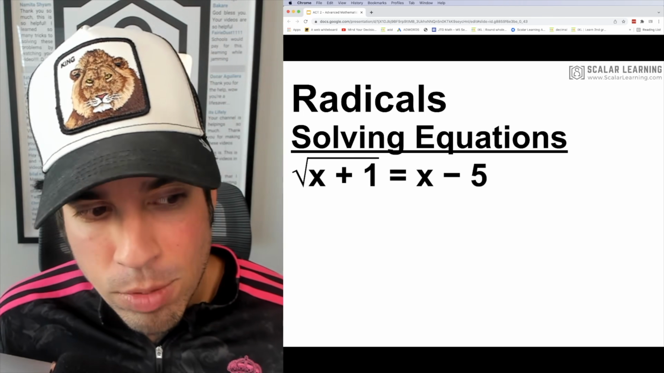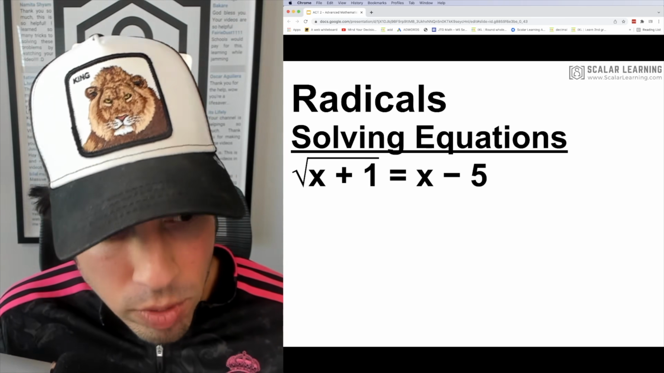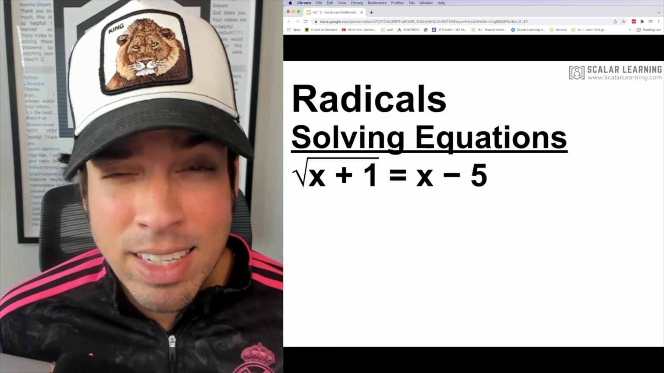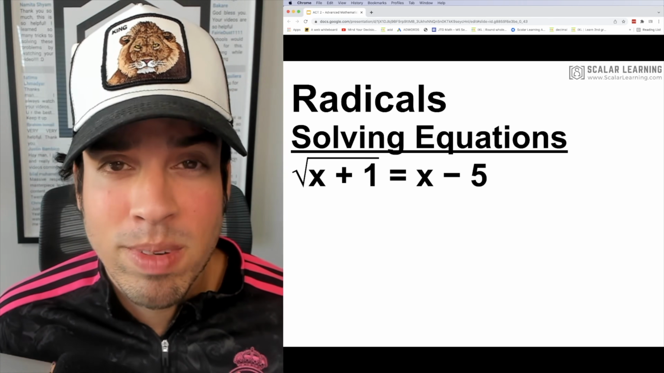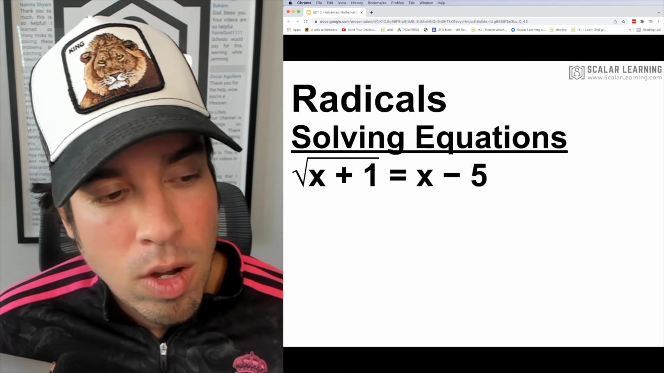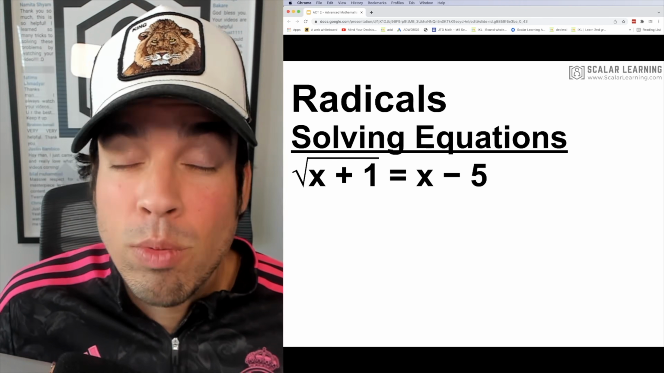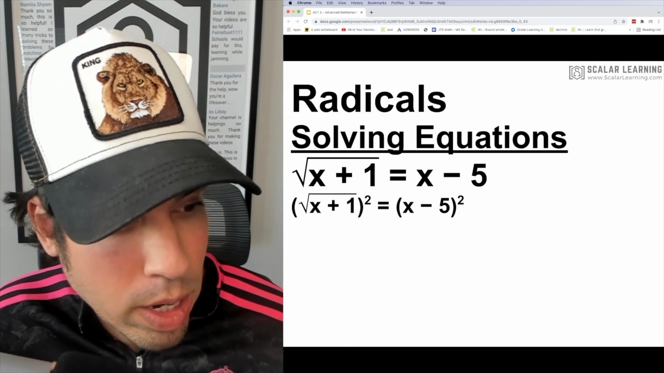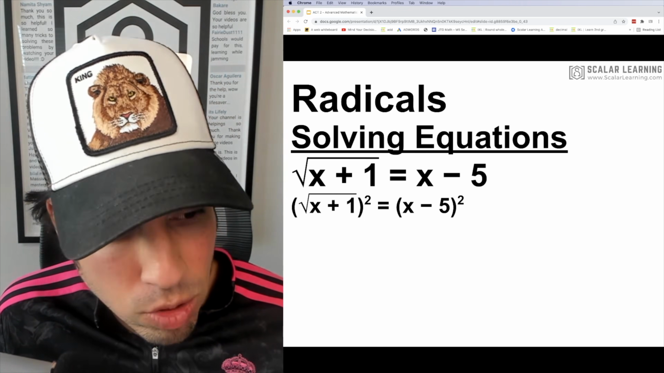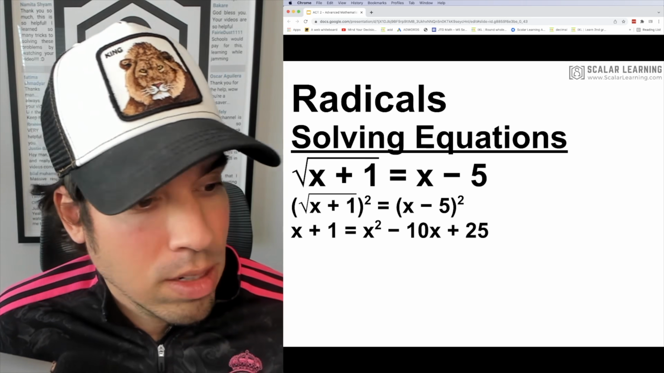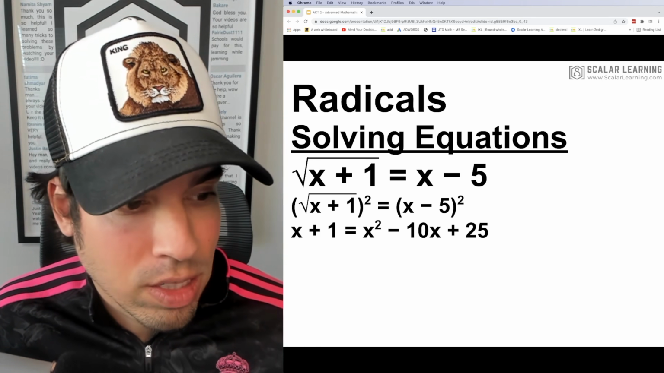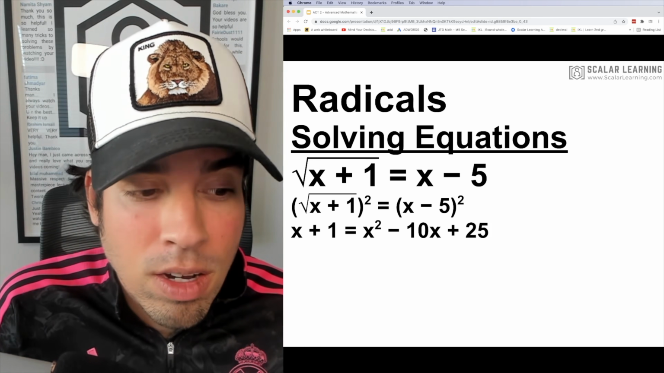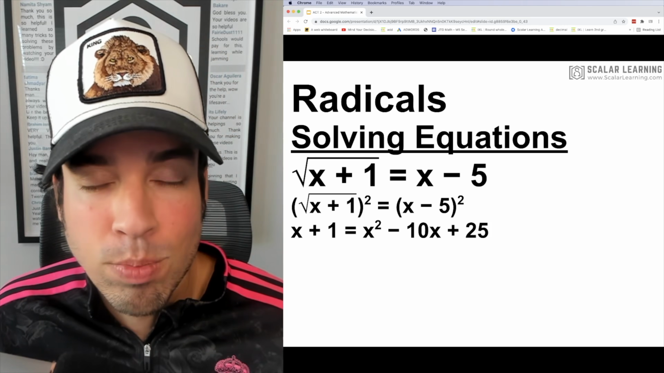So for example, we got the square root of x plus 1 equals x minus 5. Once again, it's a prison. In order to solve, we must liberate the left side. Well, how do we get rid of the square root? We can do the opposite, the inverse operation of square rooting, which is squaring. So I'm going to square both sides, which is pretty cool. Because on the left side, the square root just is destroyed. Now it's x plus 1. On the right side, we get x squared minus 10x plus 25.